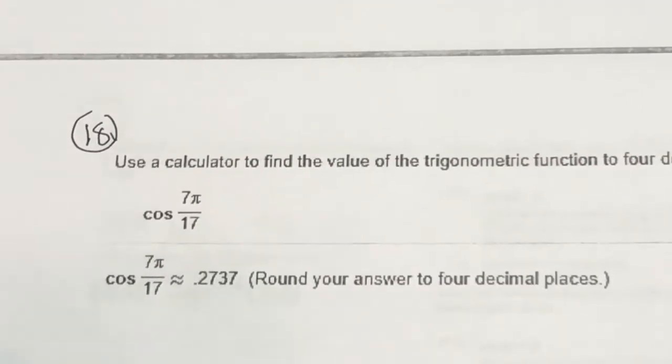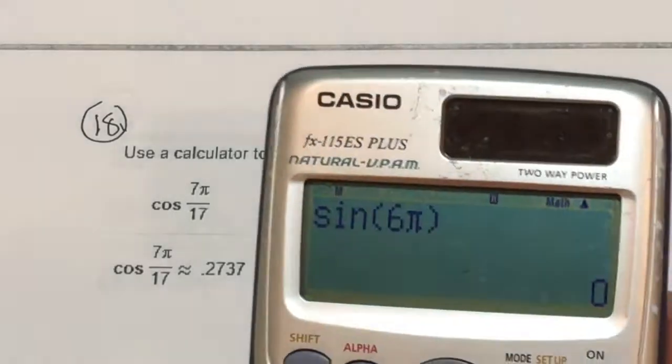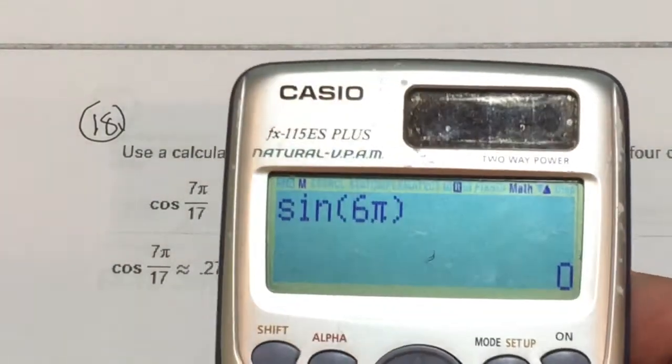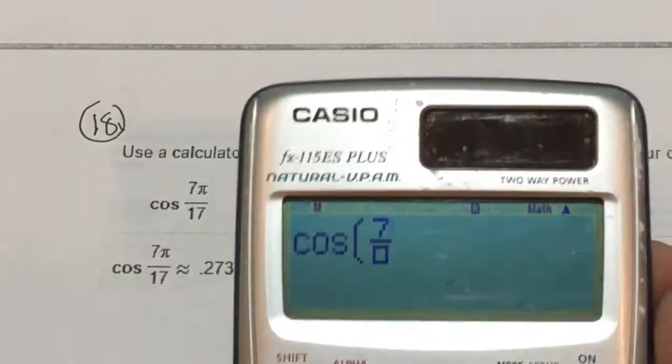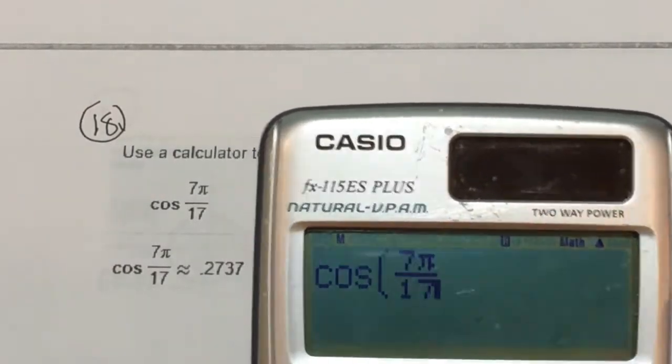Now it says use a calculator. Again, I am in radian mode. I want to keep it in radian mode until the degree shows up. So I'm just going to type in cosine of 7 pi over 17. This one's not on the unit circle, so the answer is going to give me a really crazy decimal. Be careful. Type it in accurately.